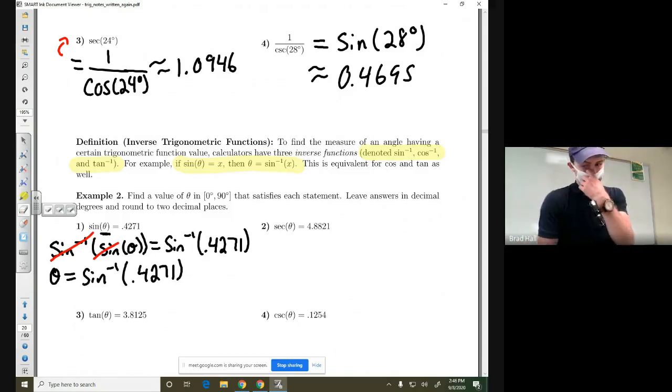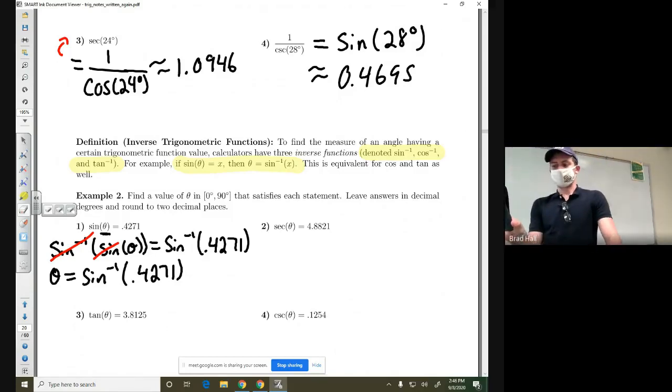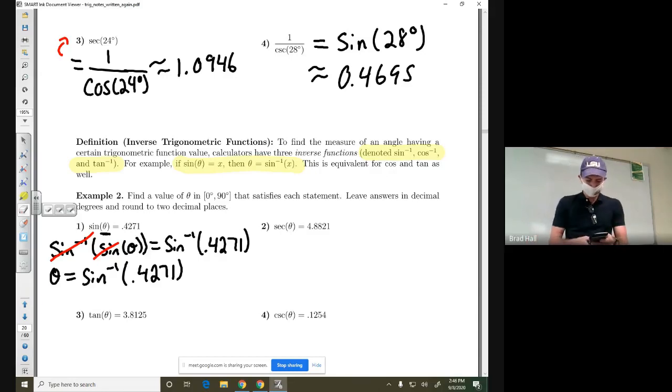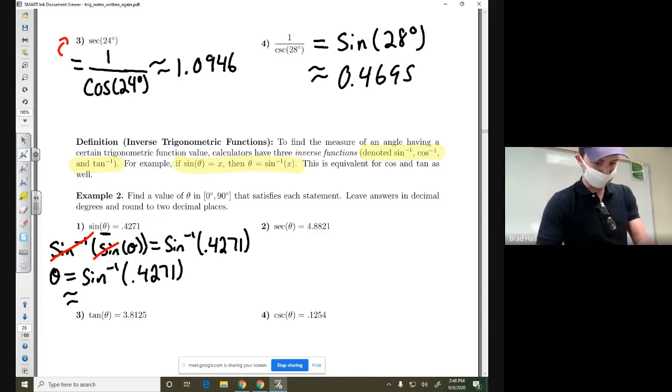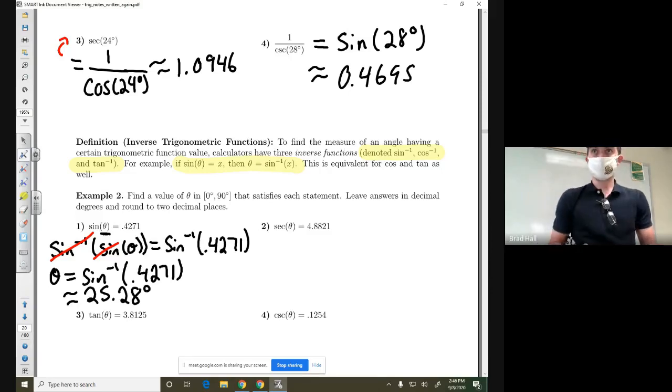You might notice in your calculator, above sine, cosine, and tangent, you have sine inverse, cosine inverse, and tangent inverse, right above the trig functions. So you would simply press, at least on this calculator, second, then sine inverse, so you should see sine inverse of 0.4271. And if we all did it the correct way, and correct me if I'm wrong, it says, to 2 decimal places, 25.28 degrees. The output of an inverse is an angle measure, because we're solving for theta, which is an angle.